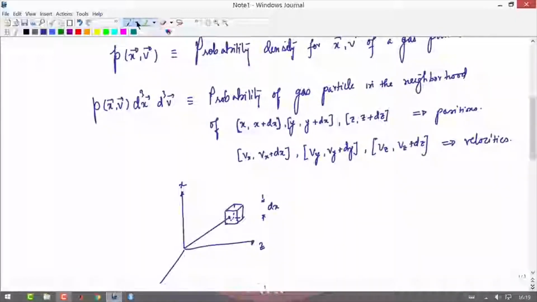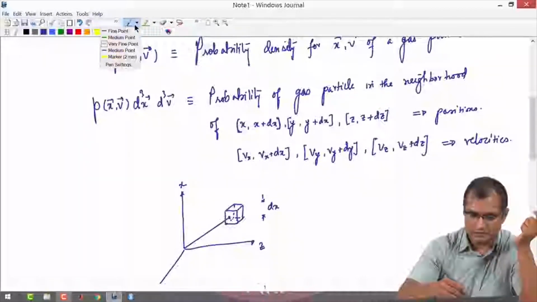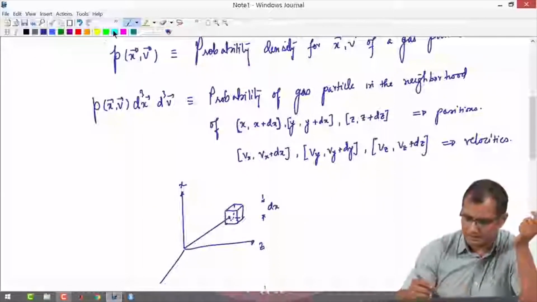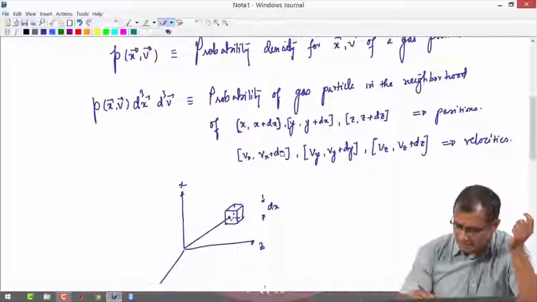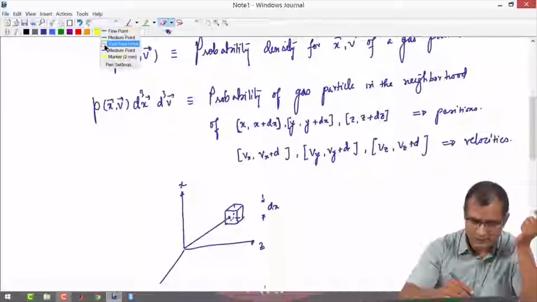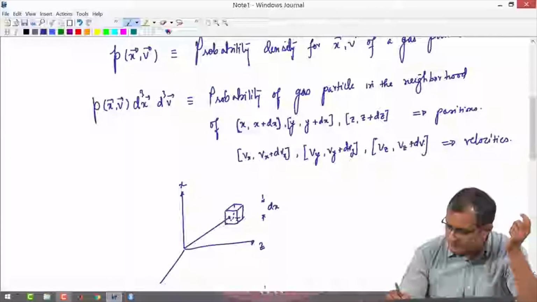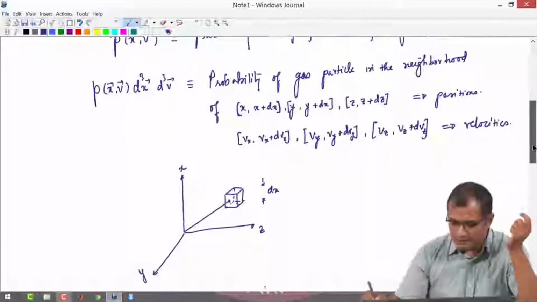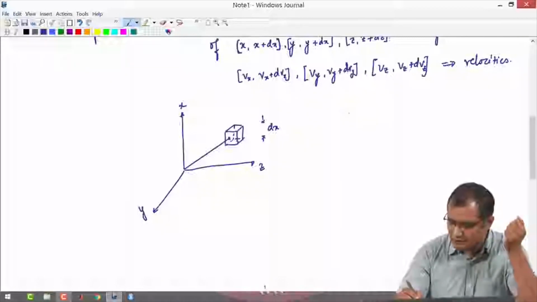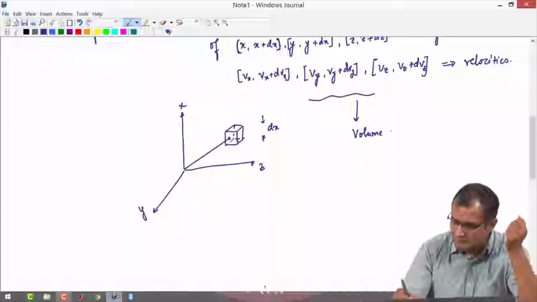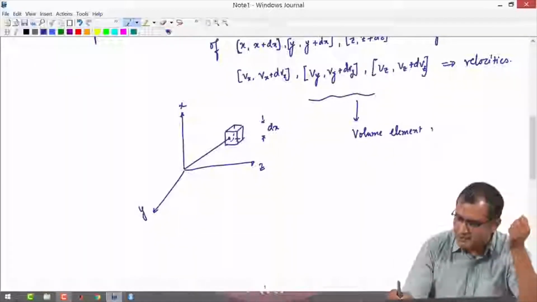So this is the probability. That should be Vx plus dVx, right? So I have to make a small correction here. There's a typo here. It is dVx, dVy, and dVz. Thanks. And so this basically is a volume element in 6 dimensions.